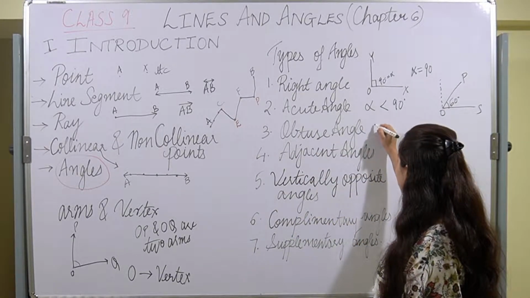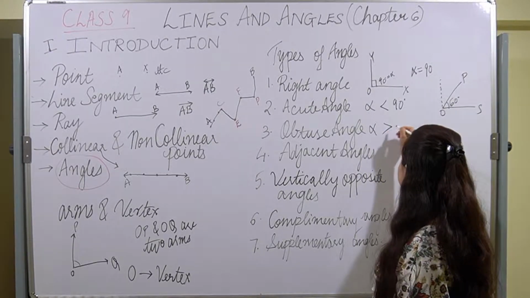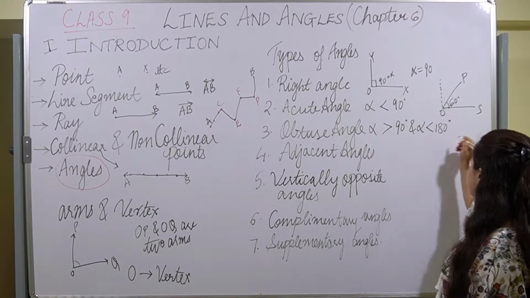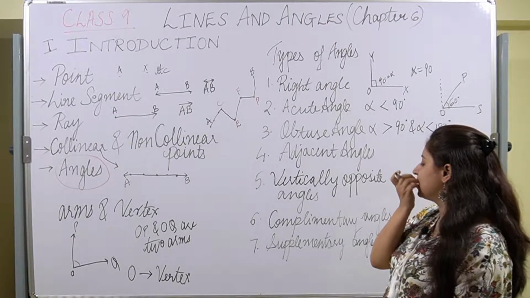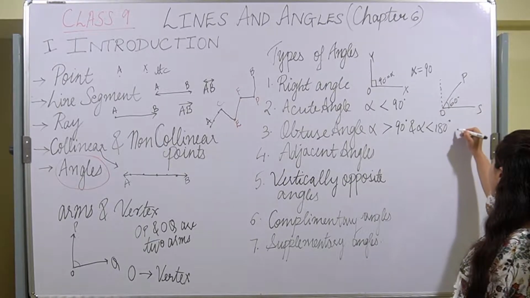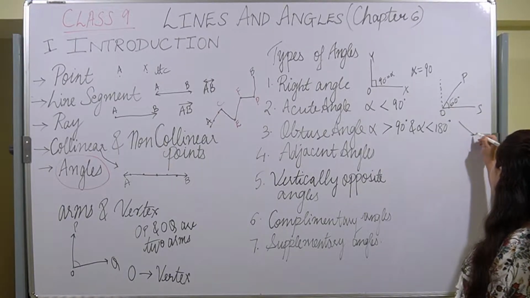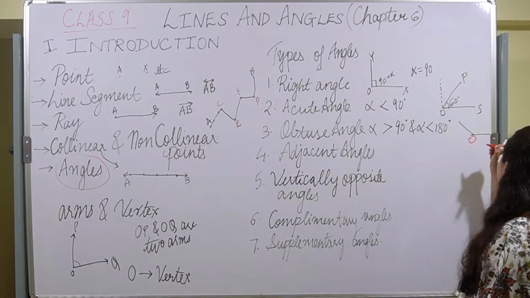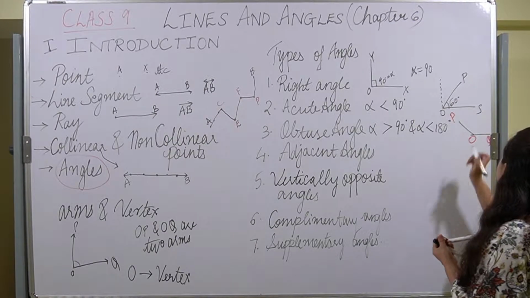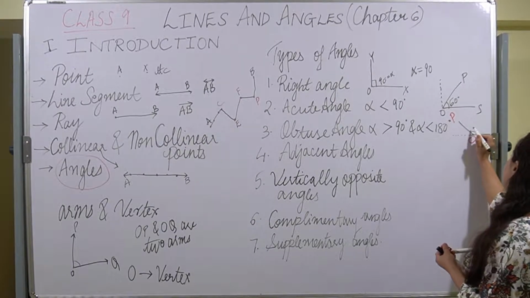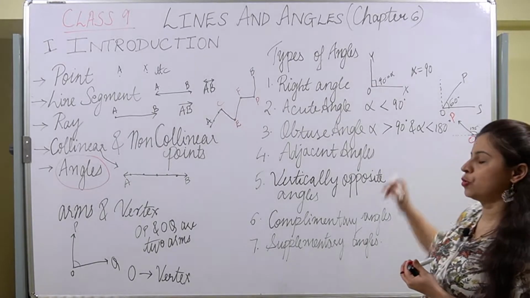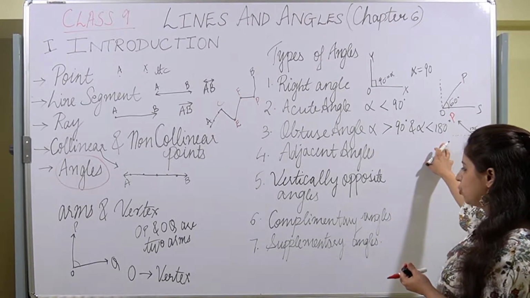Then comes the obtuse angle. In the obtuse angle, my angle is greater than 90 degrees and less than 180 degrees. If the angle is greater than 90 degrees and less than 180 degrees, then it forms the obtuse angle. Suppose my arms are like this. Suppose my vertex is over here and P, Q over here. So my 180 is this, but my angle formed, suppose 135 degrees is formed here. Then such type of angle is known as an obtuse angle.